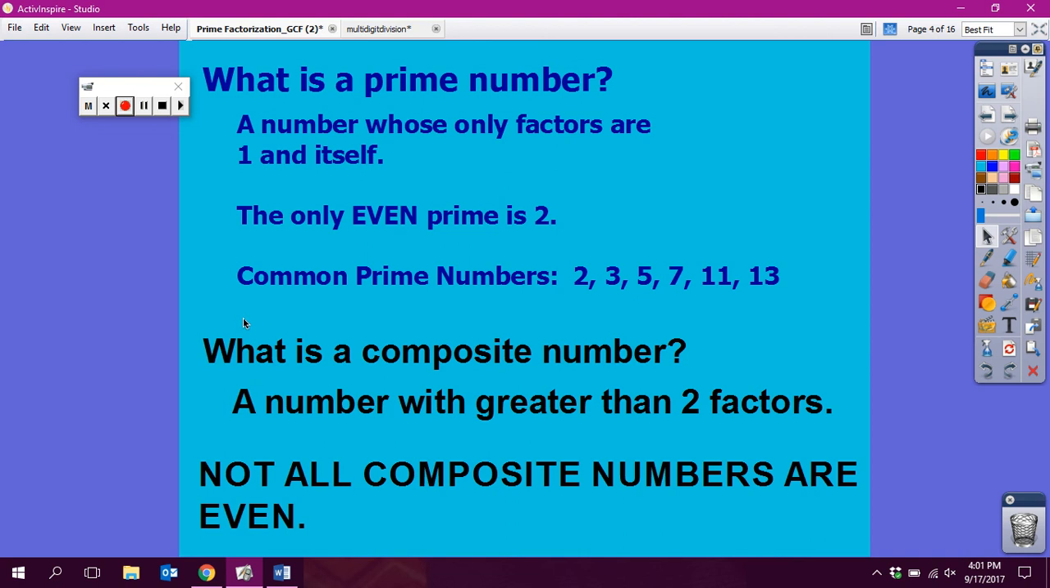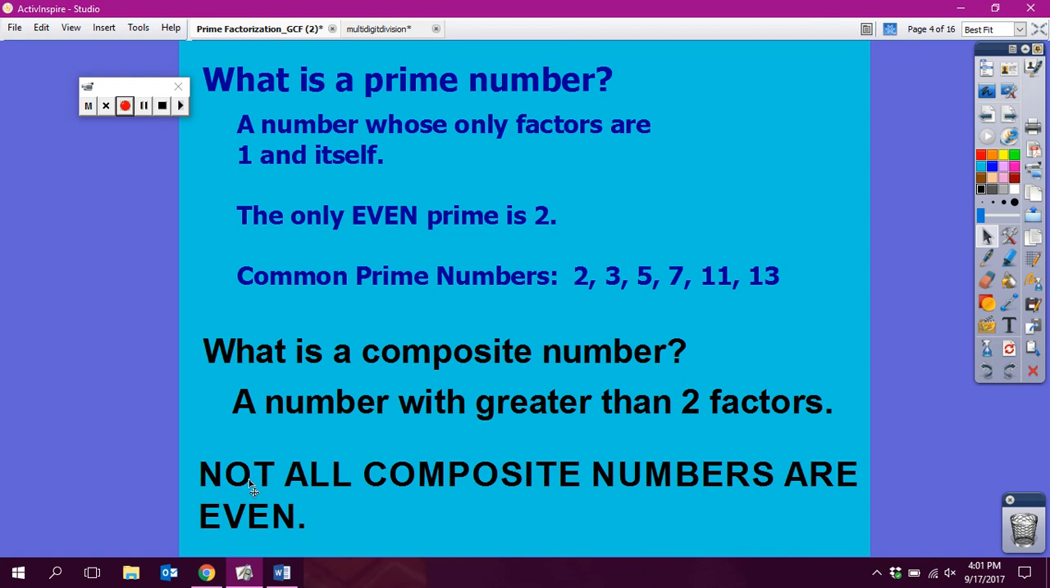The opposite of a prime number would be a composite number. A composite number just means that it's a number that has more than 2 factors. If you flash back to that second slide where we listed the factors of 18 and 35, both 18 and 35 are composite numbers, which means that you could list more than one multiplication fact for them, more than just one times that number.